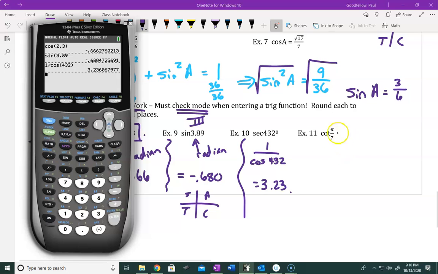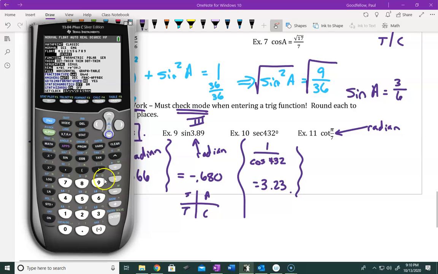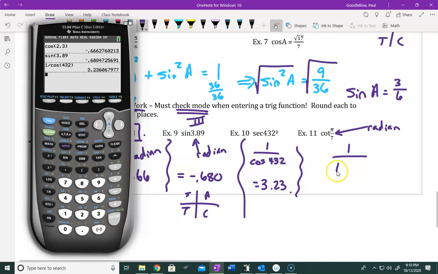That's the answer. How about cotangent of pi over 6? Pi over 6 is a radian. Oh, man, I'm back to that mode again. So you always want to ask yourself, what mode should I actually be in? This would be 1 over the tangent of pi over 6, so 1 divided by tan of shift pi divided by 6, close your parentheses, answer 2.077. Okay, we'll get 3 decimal places on that one because that makes it a little bit easier.